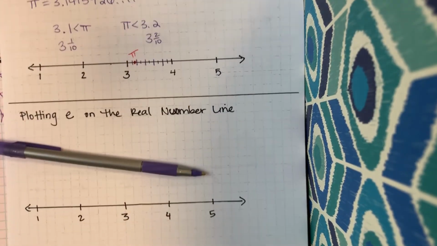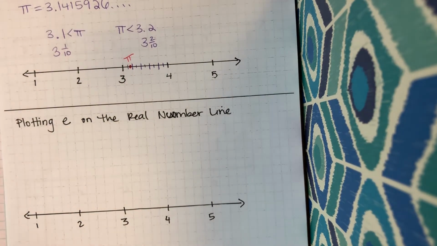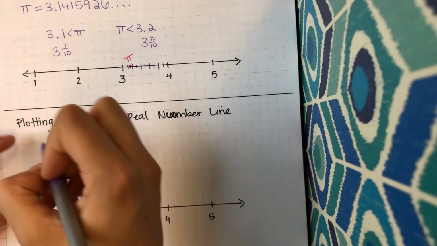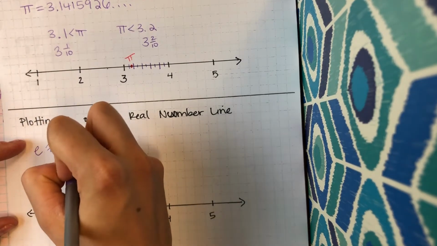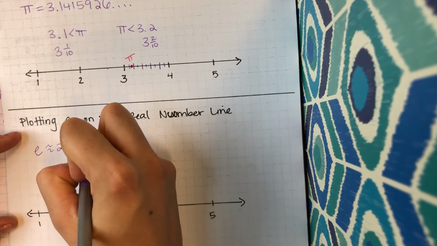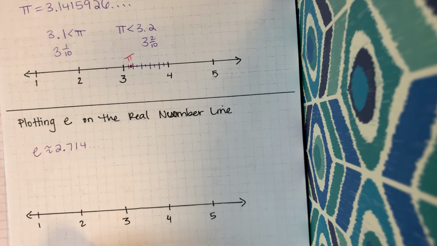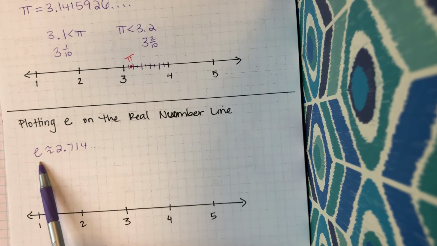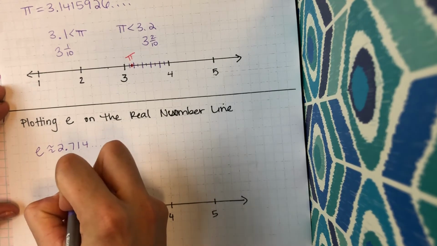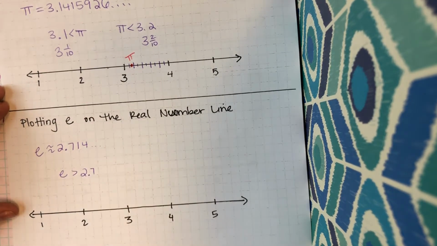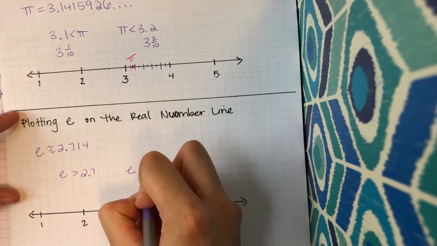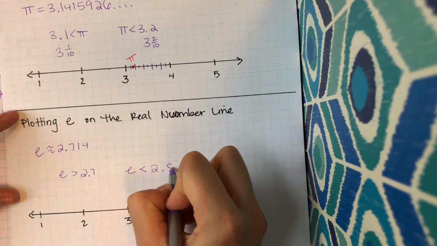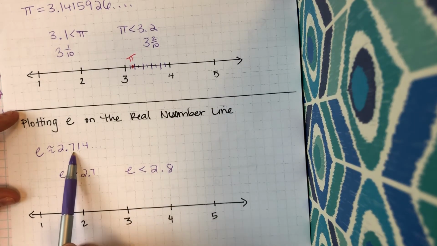Let's do e. So to put e on the number line, we need to know its decimal version. And so e is about 2.71. I think it's a 4, and then it keeps going. So we know that e is going to be bigger than the number 2.7 because it has more decimal places, but it's also going to be smaller than the number 2.8 because it doesn't have 8/10.